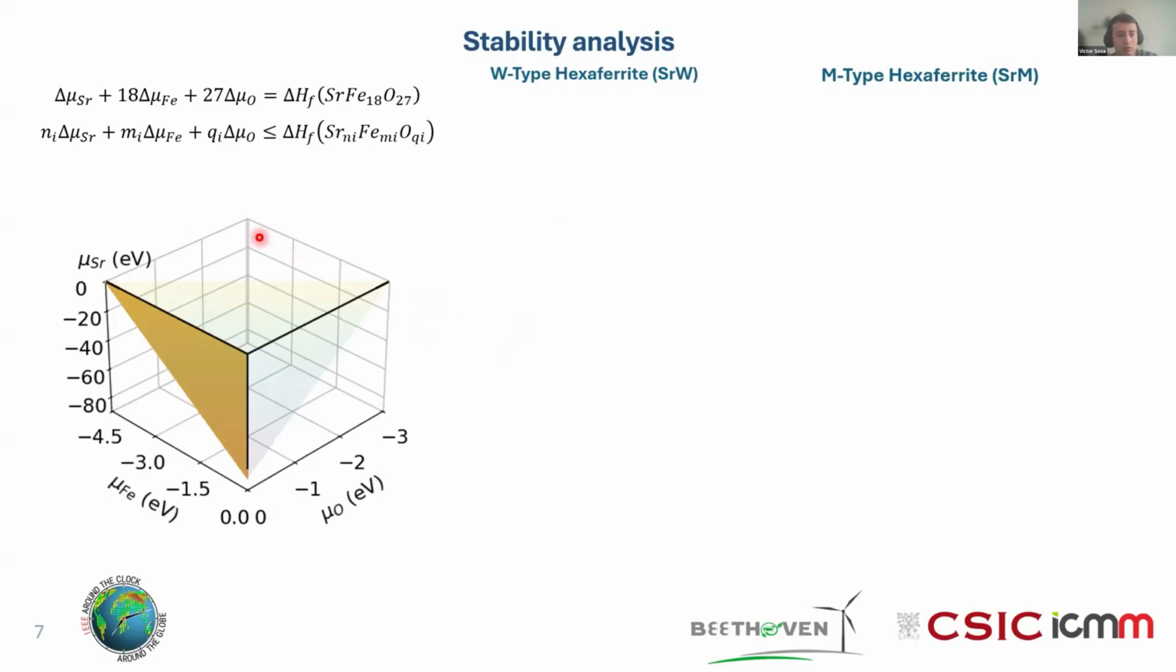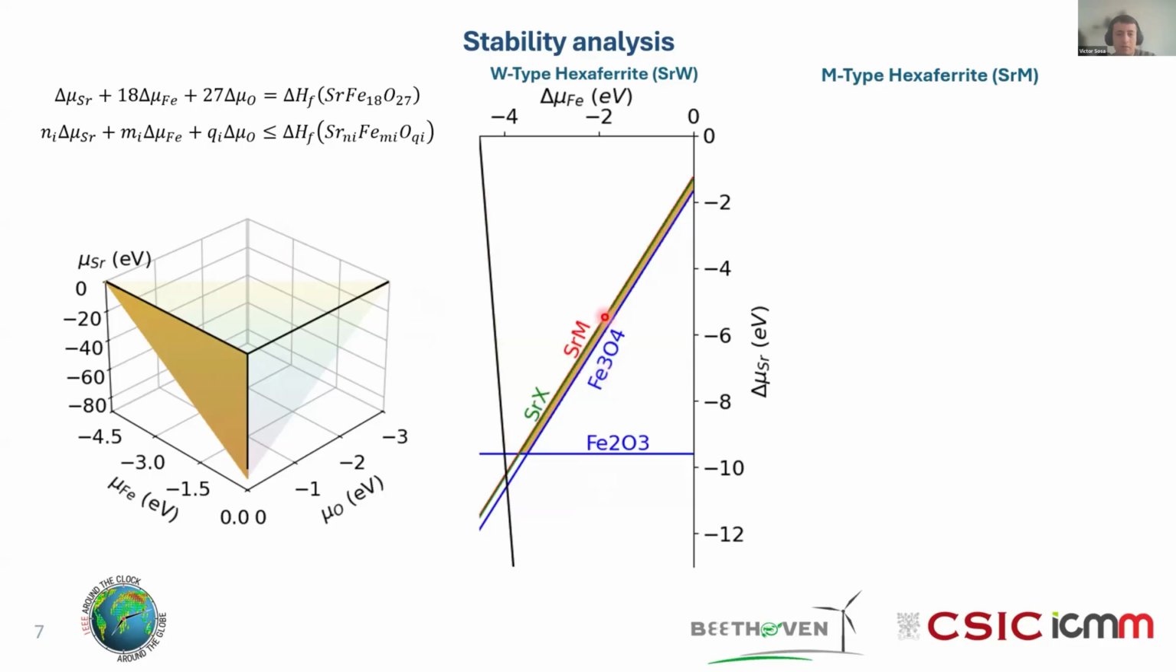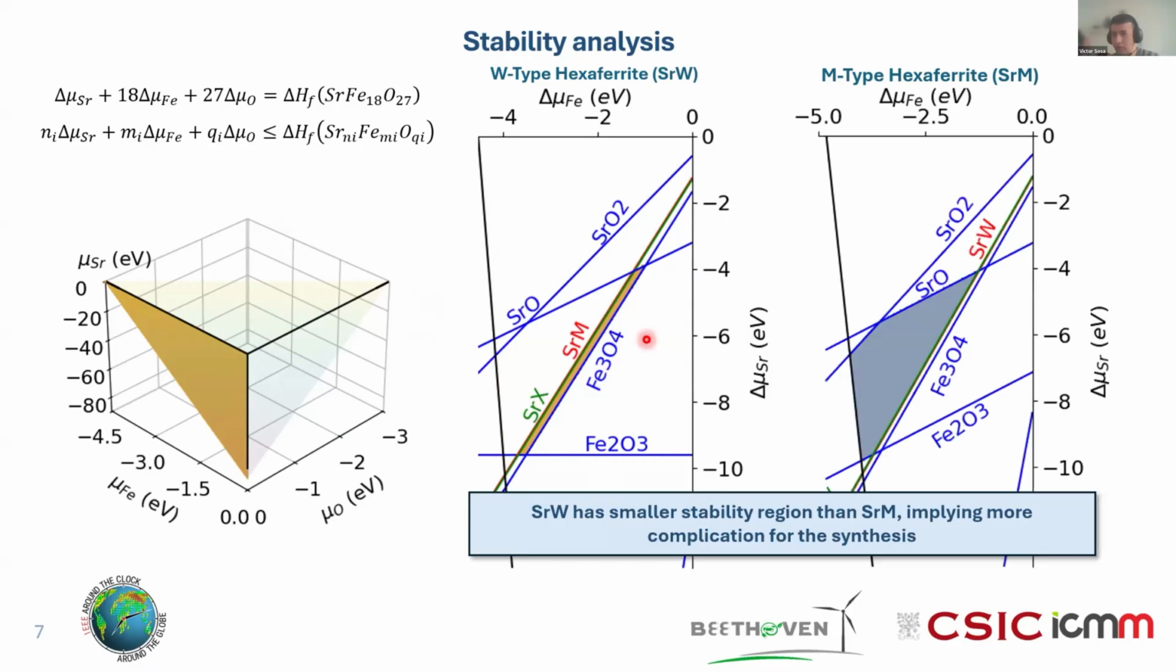Here is the stability region for the W-type hexaferrite, and here is the projection. When we add the competitive phases, we can see how the stability region gets smaller and smaller. In this case, for the W-type hexaferrite, the competitive phases are going to be the M-type, magnetite, N-type, X-type, and strontium oxide. And we can do the same for the M-type hexaferrite. What we see is that the stability region is smaller for the W-type hexaferrite, so in principle it's going to be more complicated to synthesize the W-type hexaferrite.